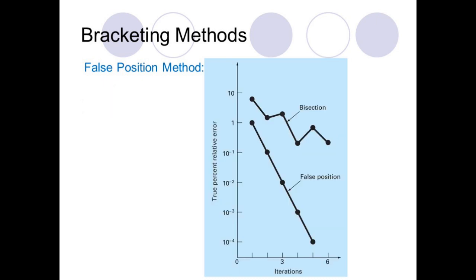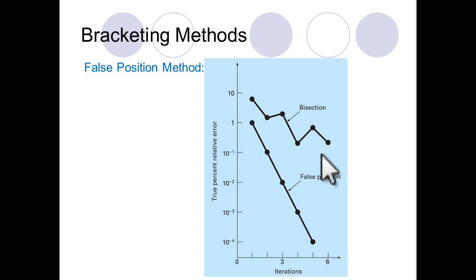So let's look at the convergence of the false position method. As you see, the bisection method does not converge linearly. It is a little bit oscillatory, and the error is a little bit high compared to the false position method, which converges linearly and faster compared to the bisection method.